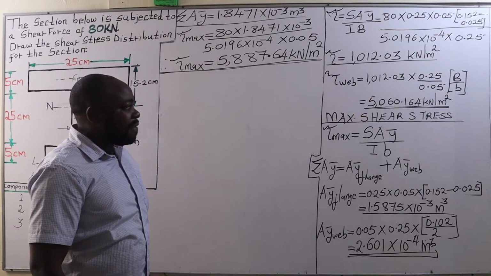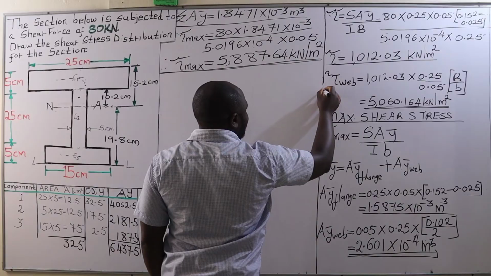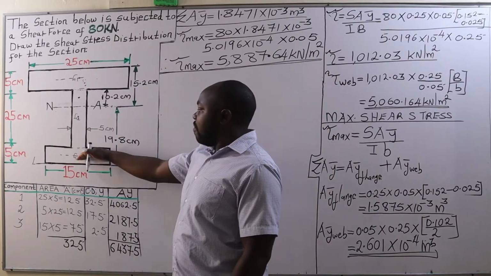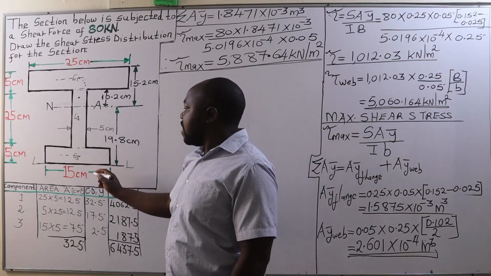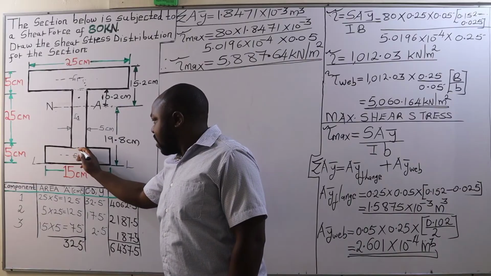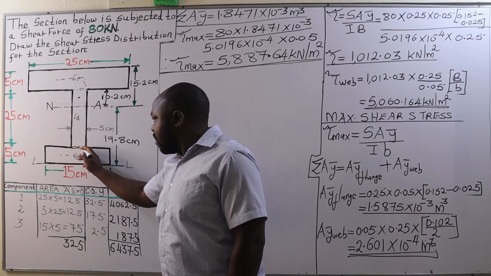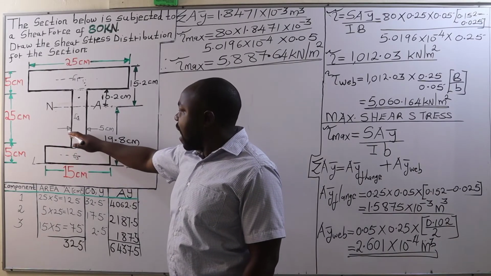Now, after getting the value of the maximum shearing stress, we now go to the bottom flange, that is calculating the shear stress at the junction of the bottom flange and the web.